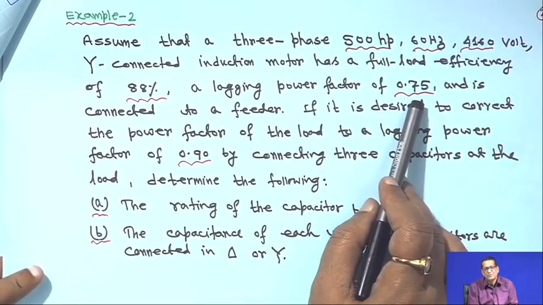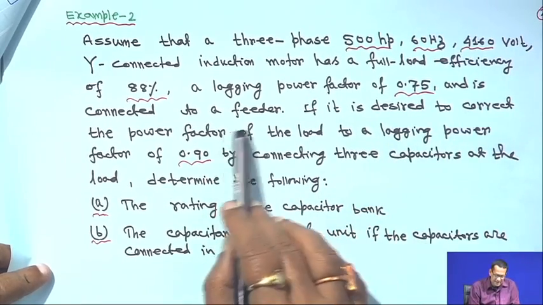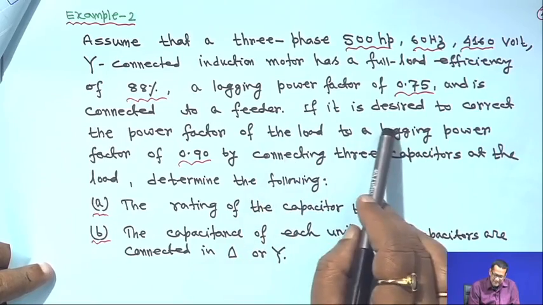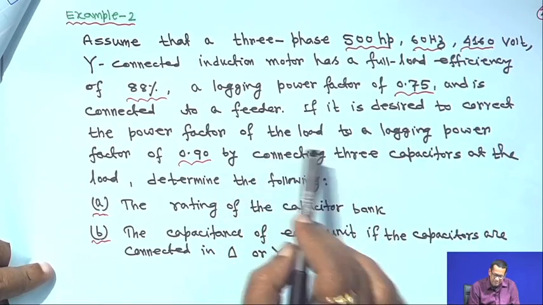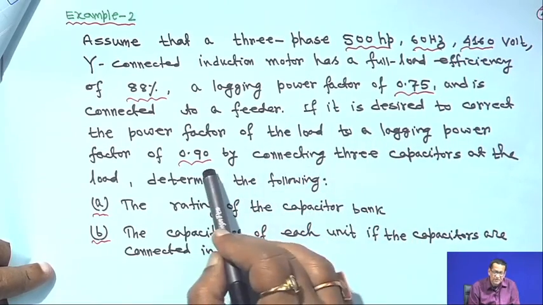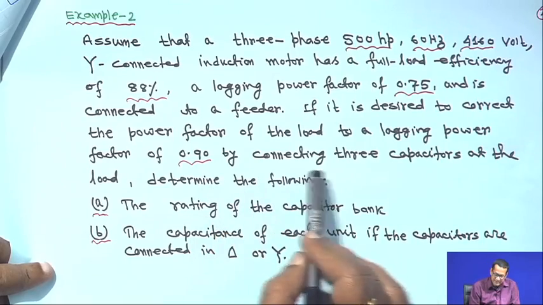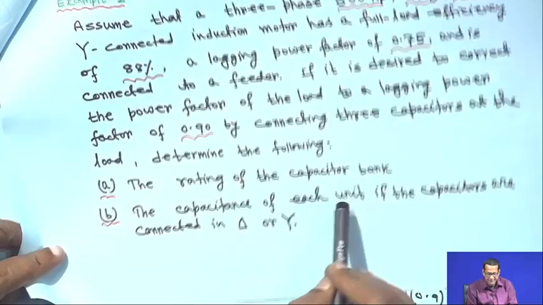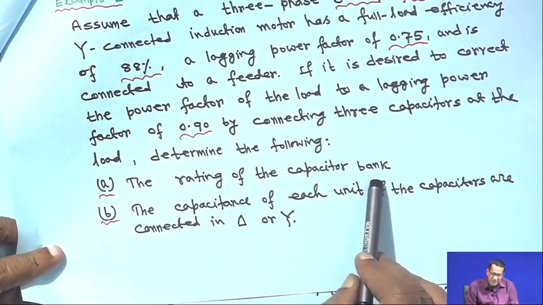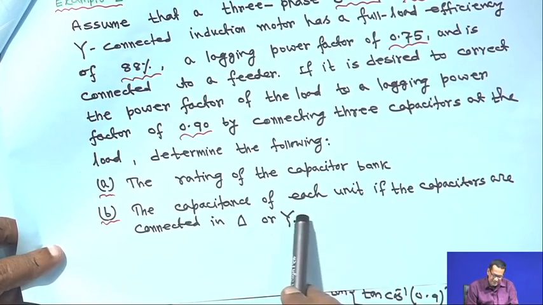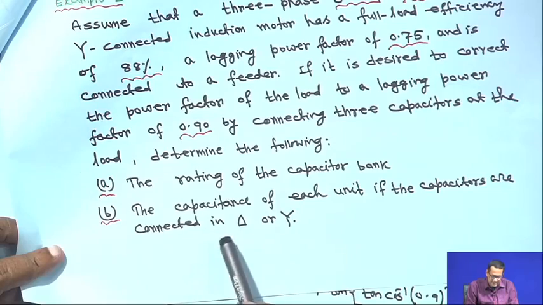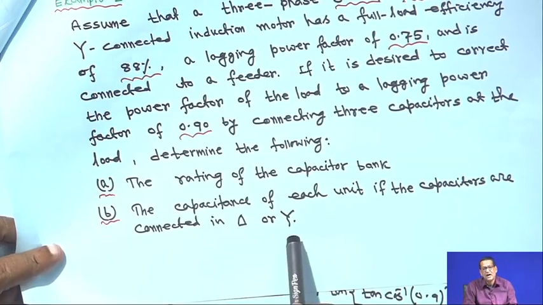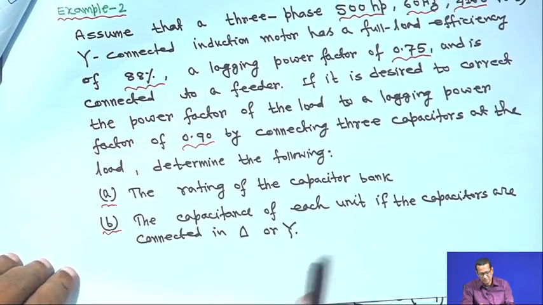So, it is a poor power factor load connected to a feeder. If it is desired to correct the power factor of the load to a lagging power factor of 0.9 by connecting 3 capacitors at the load, determine the following: the rating of the capacitor bank, and the capacitance of each unit if the capacitors are connected either in delta or in star. These are the two things you have to do.